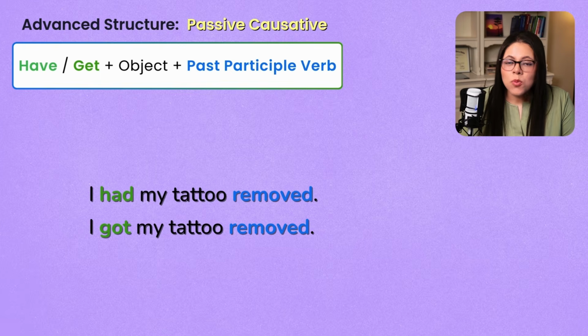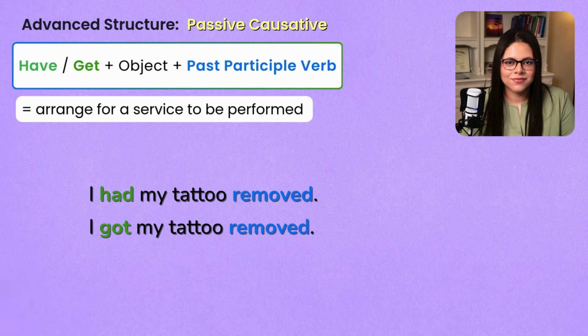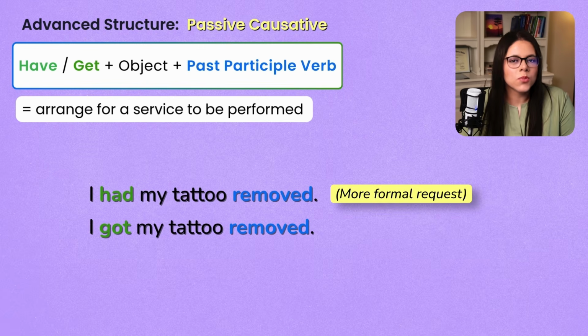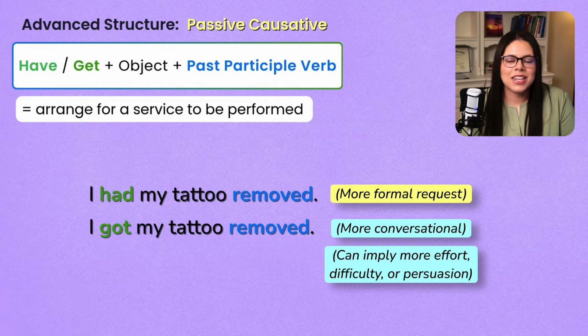This structure is almost always used in transactional situations when you arrange for a service to be performed. We don't know or we don't care who exactly does the action. We only care that the service we paid for is completed. And again, have sounds like a more formal request. Get sounds more conversational and sometimes can imply more effort, more difficulty, or persuasion. So now that we've compared all of these structures, let's do this again with another example.